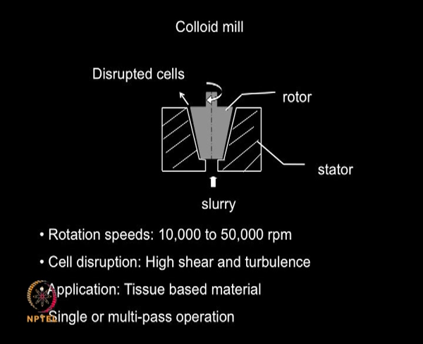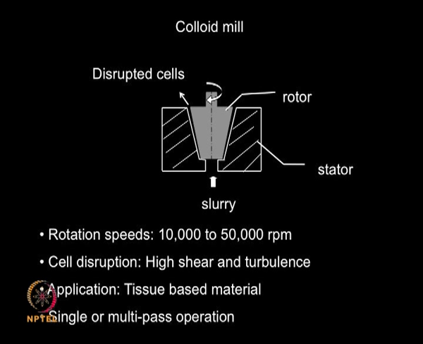So the shear created also is very high, and it also creates a very high turbulence because the slurry is pumped through this small gap. So the cells break because of the high shear as well as because of the turbulent motion.